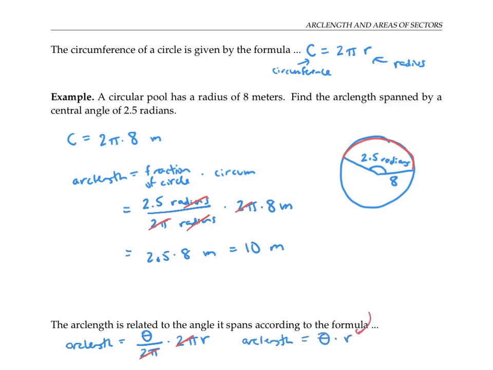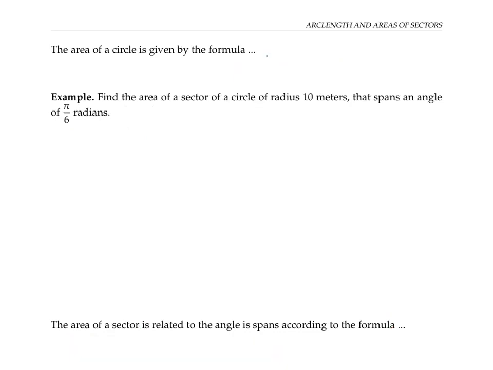Here, r is the radius of the circle, and theta is the angle. It's important to note that theta needs to be measured in radians, not degrees, for this to work. That's because when I took this ratio, I was using 2 pi radians for the total measure of the circle, so it's important that theta also be in radians. The area of a circle is given by the formula pi r squared, where r is the radius.